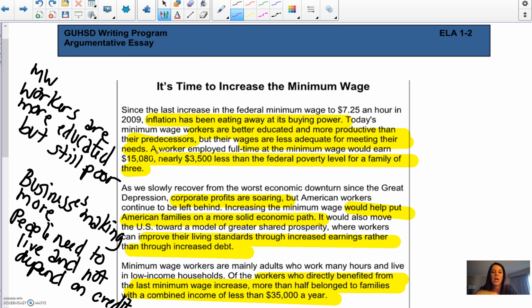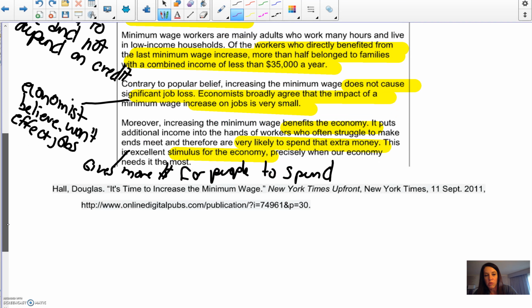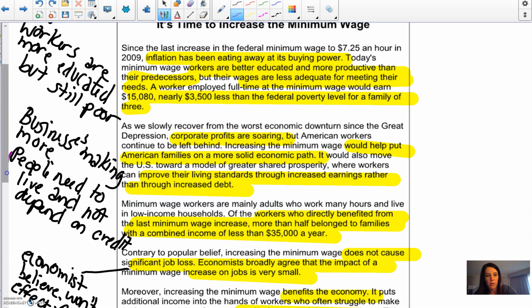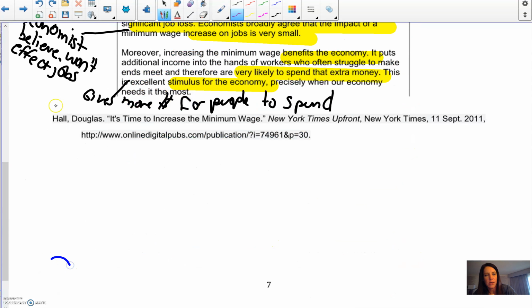When I write this on, I'm not going to write out the whole quote right now. All I'm going to do is a placeholder so I remember what it is that I want to use. And the fact that they're below the poverty level for a family of 3, I'm going to take a note of that, and I'm going to look at what article this is from, which is Hall. You see that here at the bottom of the article, you see the citation. This is what we're going to use to cite.